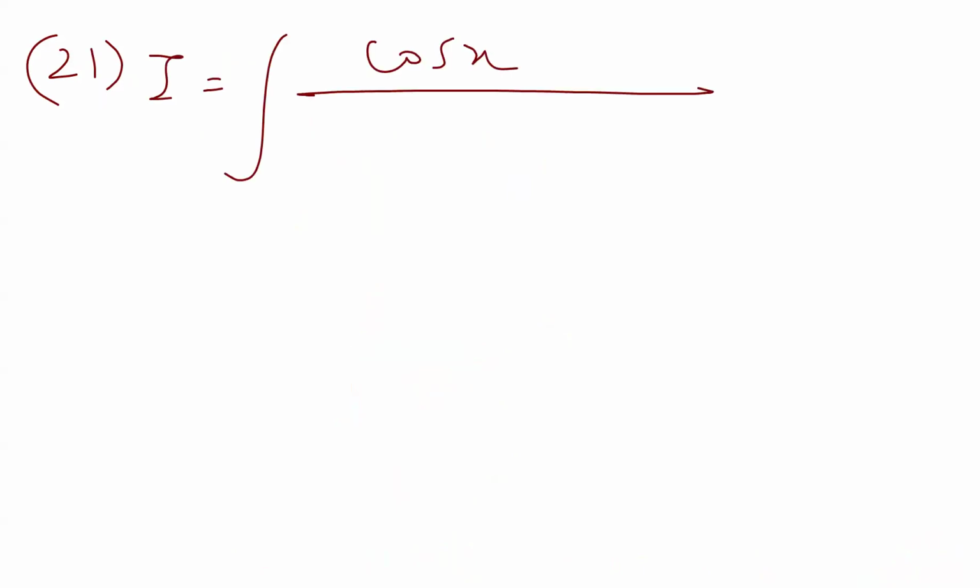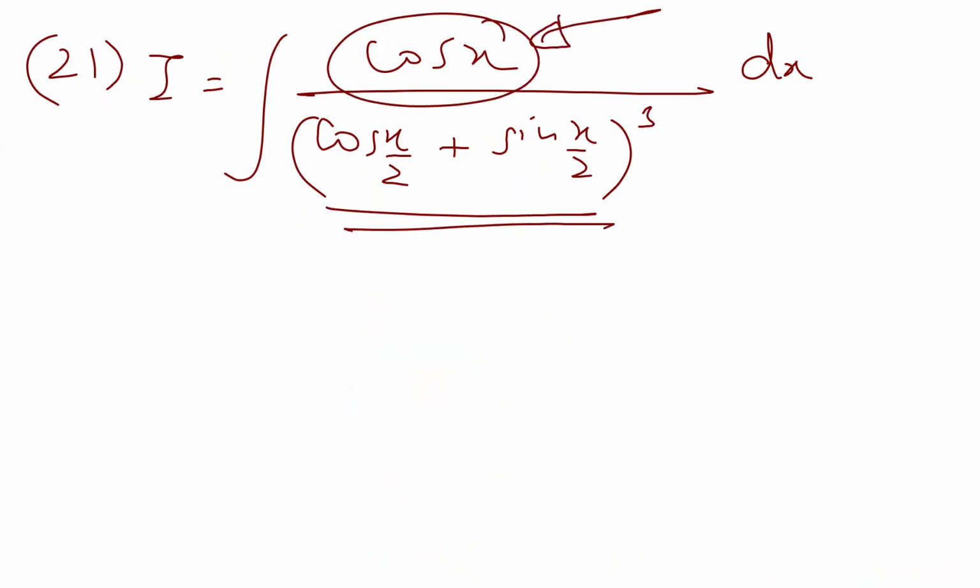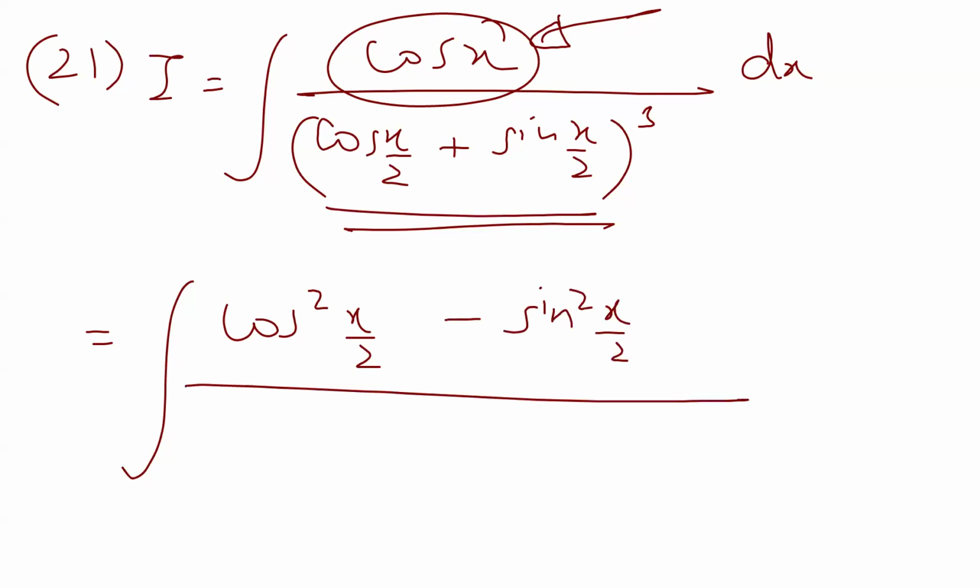Cos x dx cos x by 2 sin x by 2 the whole cube. Okay. Now down there is cos and sin. So here at the top we'll just use half angle formula for cos 2x. So we'll involve the formula which has both sin and cos, cos square x by 2 minus sin square x by 2. So cos x by 2 plus sin x by 2 the whole cube.